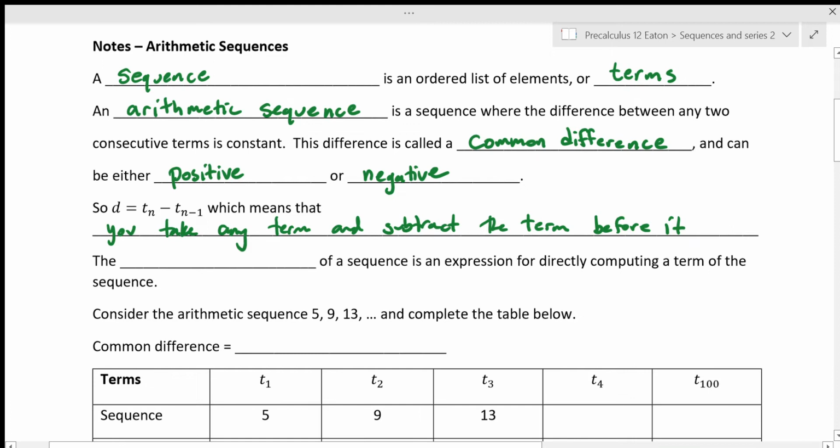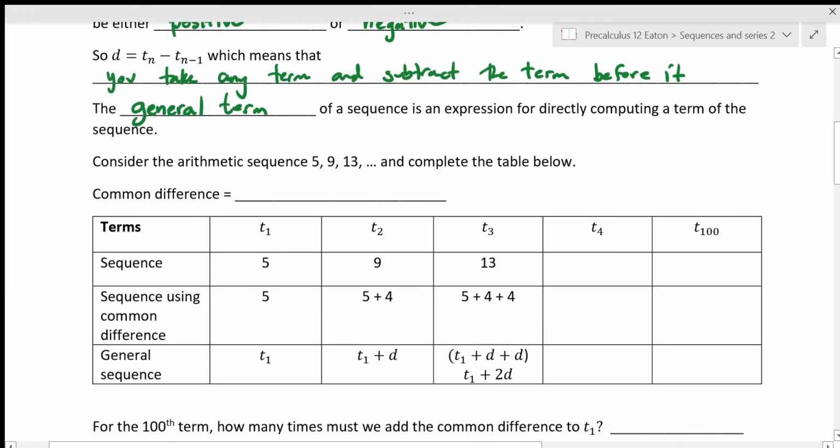We can define a general term for a sequence. And that's an expression, or actually an equation in this case that we use, that directly will compute any term of the sequence. So it's a way using variables to be able to find any term of a particular sequence. All of these vocabulary words are pretty abstract, so let's take a look at an actual arithmetic sequence and see how they work out when we are looking at this sequence.